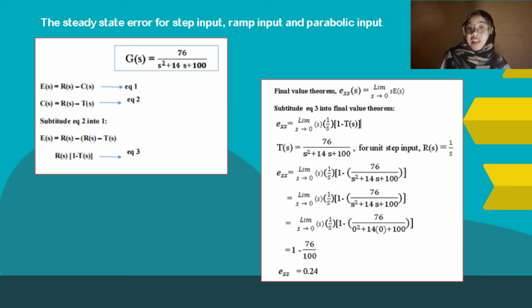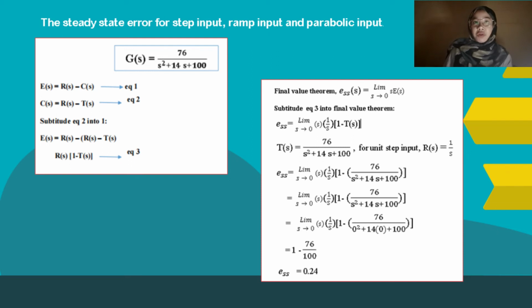Next, when the system is stable, it is valid to calculate the steady-state error. We calculate the steady-state error for step input, ramp input, and parabolic input from the transfer function. The formula is E(s) equal to R(s) minus C(s), which we assume as equation 1. Then C(s) equal to R(s) times T(s), which we assume as equation 2. Then we substitute equation 2 into 1, we get E(s) equal to R(s) minus R(s)T(s). Then we factorize, we get R(s) multiplied by 1 minus T(s).